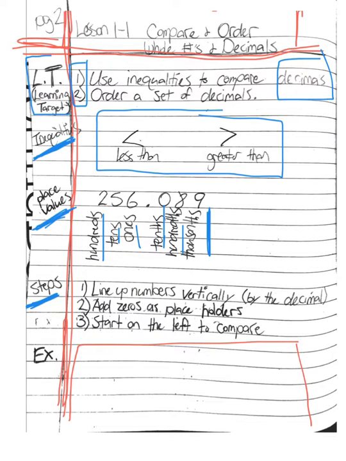Number 1, line up numbers vertically, and we're going to line them up by the decimal. Number 2, we're going to add zeros as a placeholder, and I'll show you exactly what that means if you don't understand what that means right now. And then number 3, start on the left, so we're going to work left to right to compare the numbers. So pause the video right now if you are not caught up with me and get those written out, and then press play when you are ready to do some examples, because I'm going to do a couple of examples on my next page where you won't see these notes anymore.